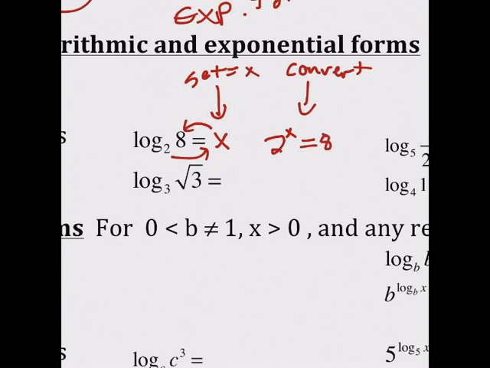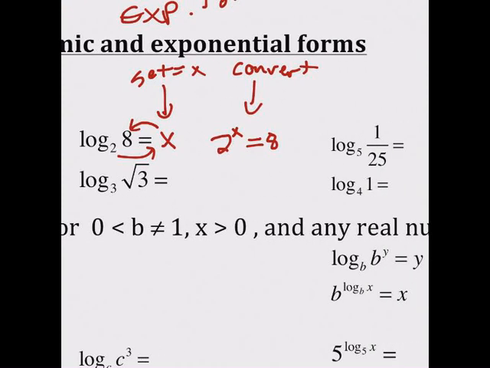So I got the conversion going on. Now you're looking at it, and if you know your exponents a little bit, you're going, oh, 2 to some power equals 8. I know that one. 2 to the third is 8. So x equals 3. So these are meant to be relatively easy. And then from there, I can finish this off. So basically, x equals 3. No big deal. Okay, that's one way to look at it.